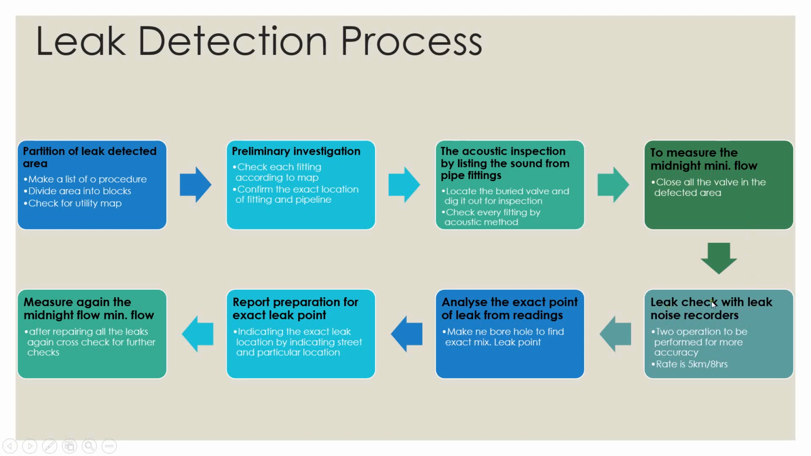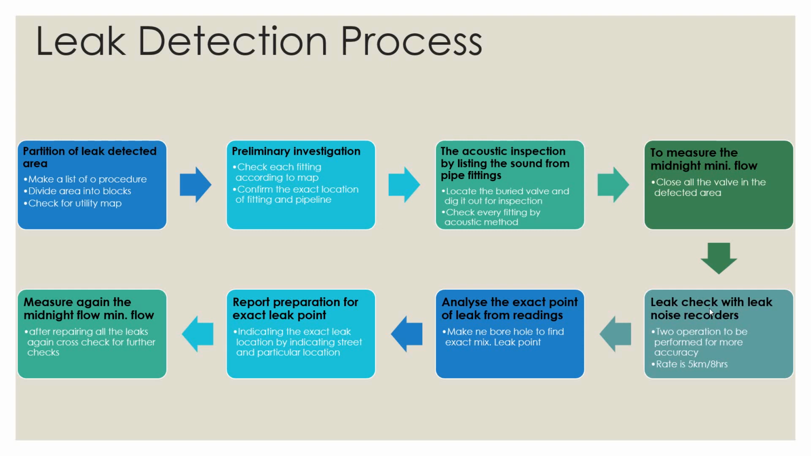Next, the fifth step is the leak check with a leak noise recorder. Again, you can use two different types of equipment so that accuracy will be maintained. Whatever pipelines you have identified, where you think there is some problem, will again be checked by acoustic or any other noise recorder. Also check for the actual dropping of pressure as well as the flows, so that you can verify and cross-check your actual feeling that this part is not working properly.